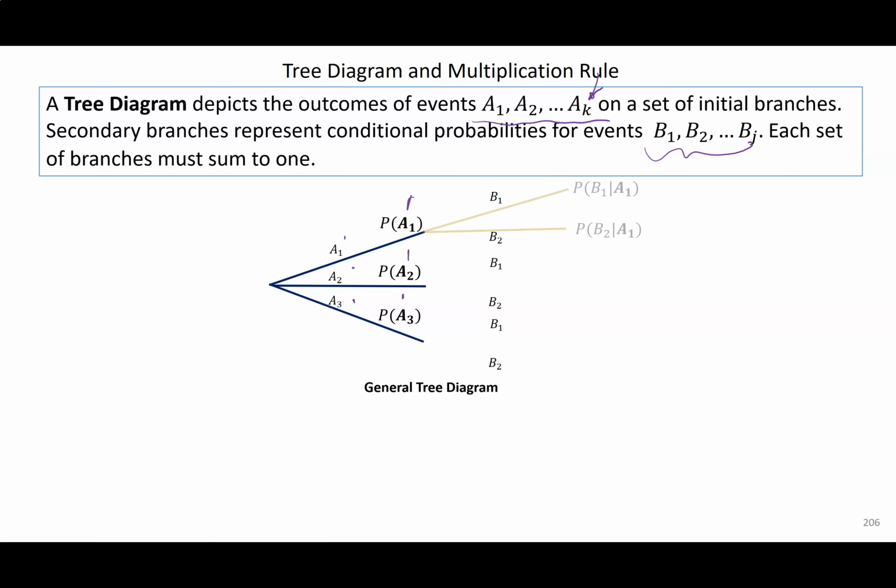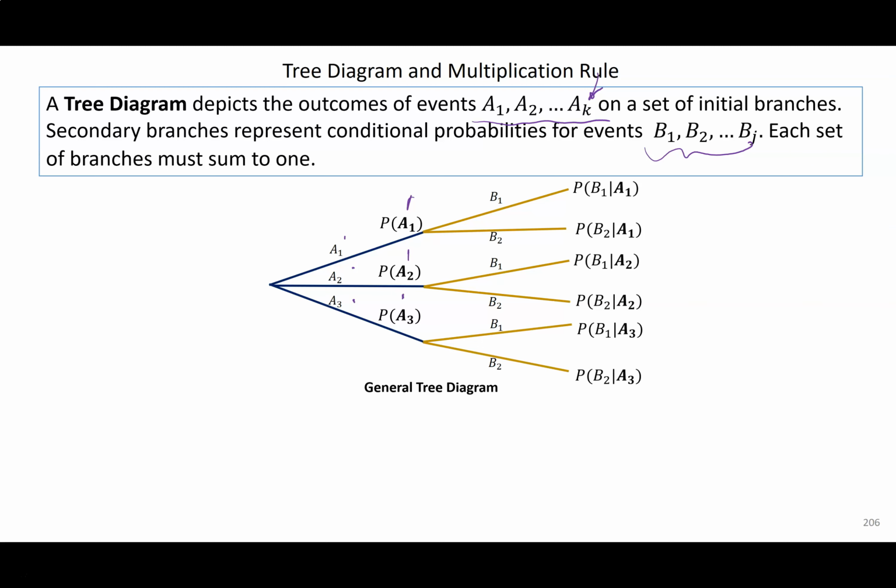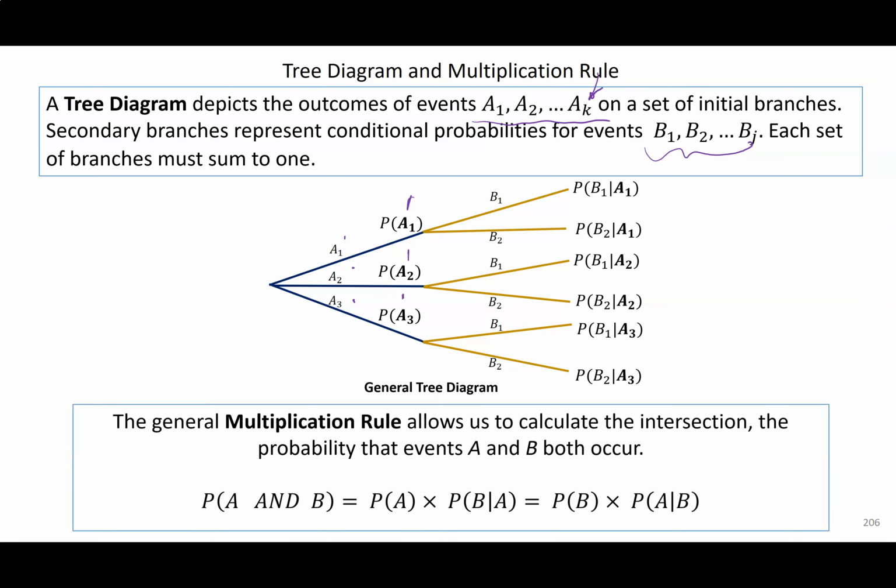So then from here, B1, B2. So the probability of B happening given A1 happens. And then I can just fill out the rest. This is a lot easier to see in context with a problem. So that is going to be our next step.